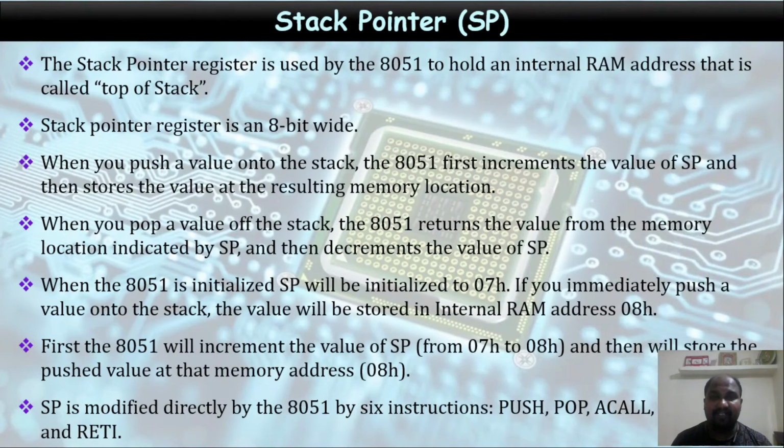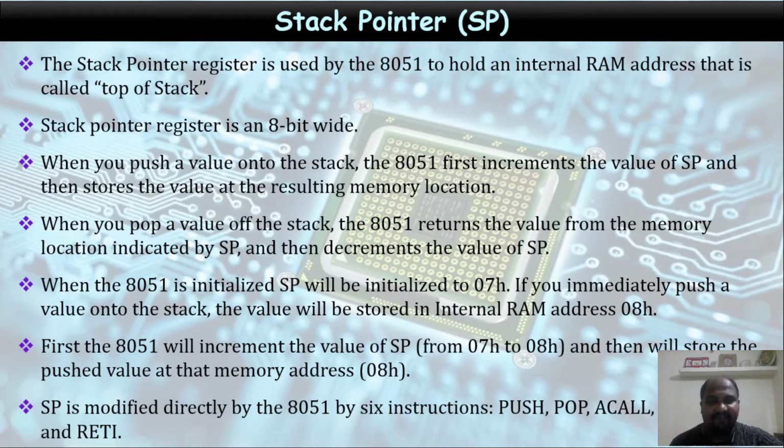Coming to the next topic, that is stack pointer. The stack pointer register is used by the 8051 to hold an internal RAM address that is called top of the stack. Stack pointer register is 8 bits wide. When we push a value onto the stack, the 8051 first increments the value of stack pointer and then stores the value at the resulting memory location. Similarly, when you pop a value off the stack, the 8051 first returns the value from the memory location indicated by the stack pointer and then decrements the value of stack pointer.